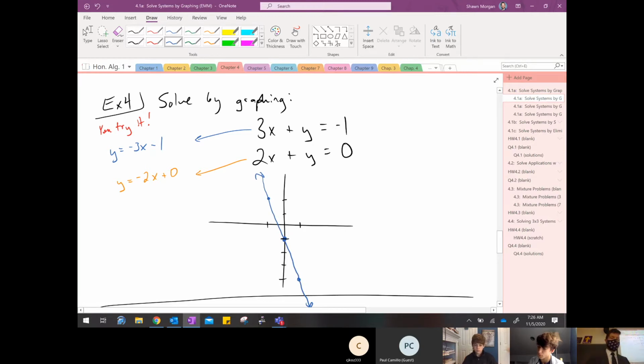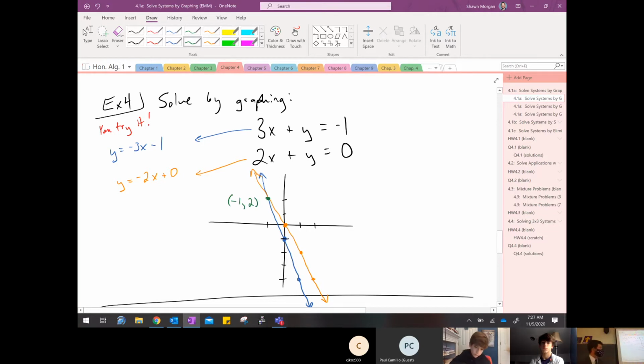It's hard to draw straight lines with this goofy stylus here, but all right, there we go. My orange line has a y-intercept of 0, and it's got a slope of negative 2, so I'm going to go down 2 and to the right 1, down 2 and to the right 1 more. Looks like that is my orange line. And I have a sneaky suspicion that this point right up here, negative 1, comma 2, is my solution.